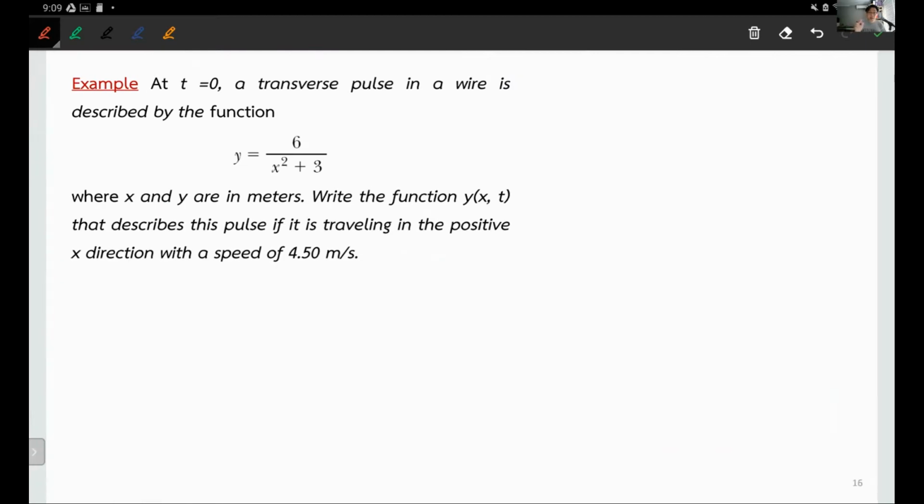All right, let's practice a very quick, simple exercise, but you should be able to answer with confidence now. If at time 0 you have a transverse pulse, whatever pulse it is, that looks like this, this is a waveform at time 0, which is fine. If this pulse is traveling in a positive x direction at the given speed of 4.5, what should be the function of these waves at any time? You should be able to write the answer right away. Here we go, guys. It's simpler than you think.